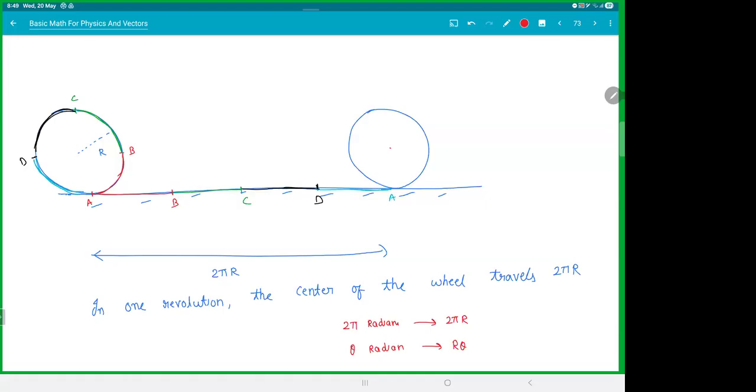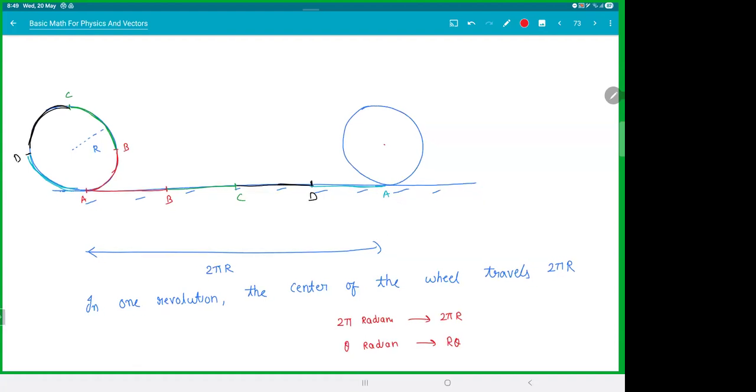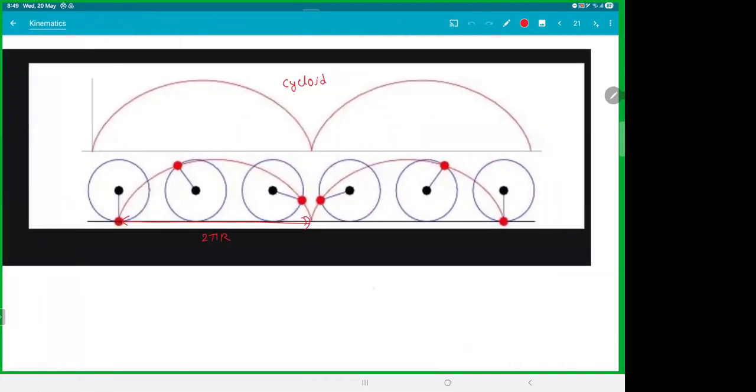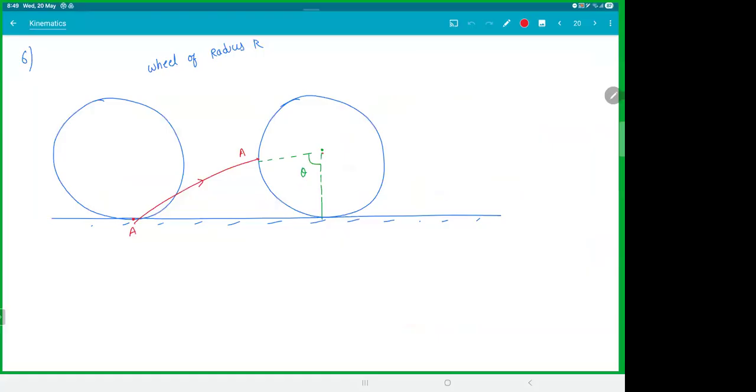So this is how your car knows with what speed you're traveling. How does the car know with what speed you're traveling? So this is page 73. We did have a discussion on this. Whenever a wheel completes one revolution, it will travel 2 pi r. So our question: find the distance traveled by this point A when the wheel rotates by an angle theta.